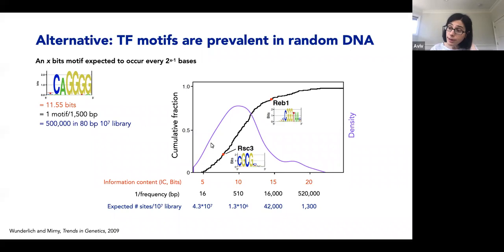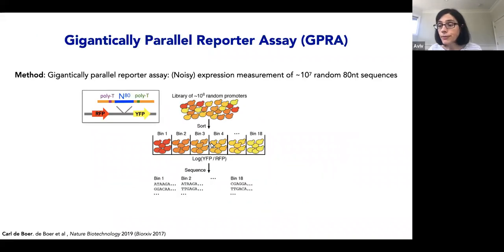Now, because random sequences are extremely easy to synthesize, we should be able to produce lots of training data. But of course, this has to actually work. And so to test this idea, Carl devised a simple assay, which he called the Gigantically Parallel Reporter Assay, or GPRA. He made a library of hundreds of millions of random sequences, each of them 80 bases long, driving YFP from a core promoter construct, put it into yeast, grew the yeast, sorted them by expression, and sequenced from the bins.